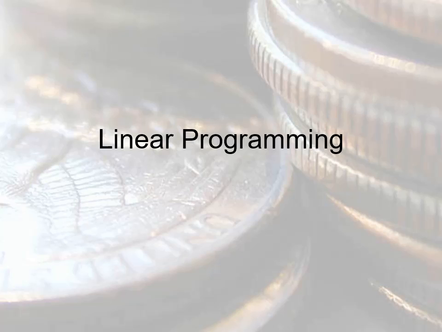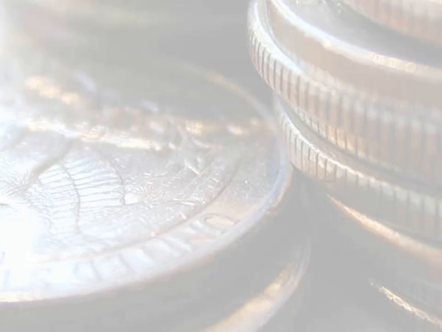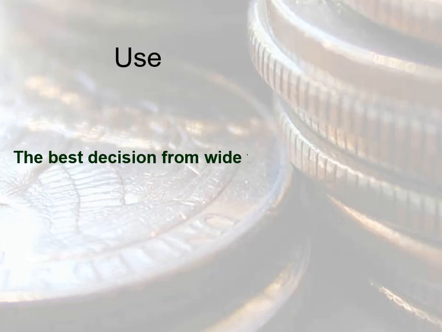Linear programming. Linear programming is concerned with the maximization or minimization of a linear objective function in many variables subject to linear equality and inequality constraints. Linear programming is used to get the best decision among a wide range of alternatives.